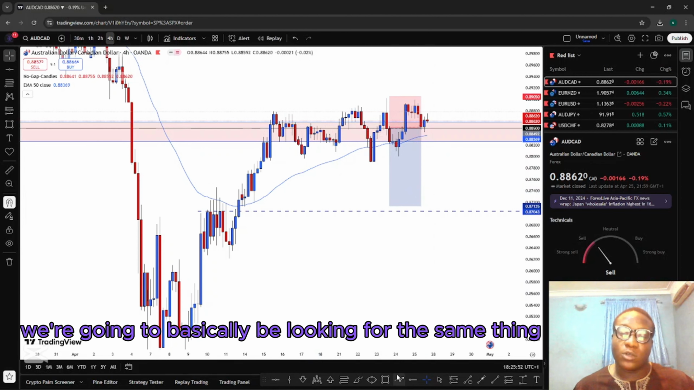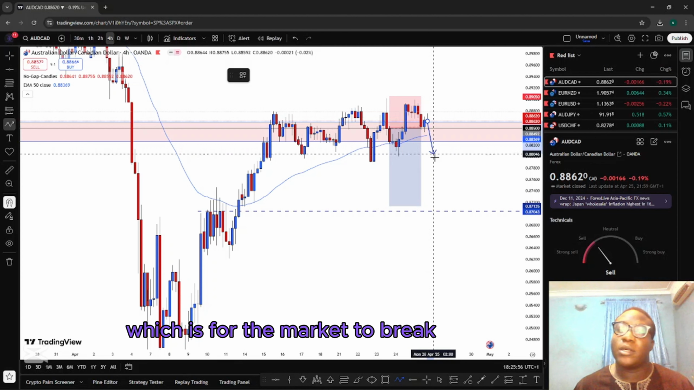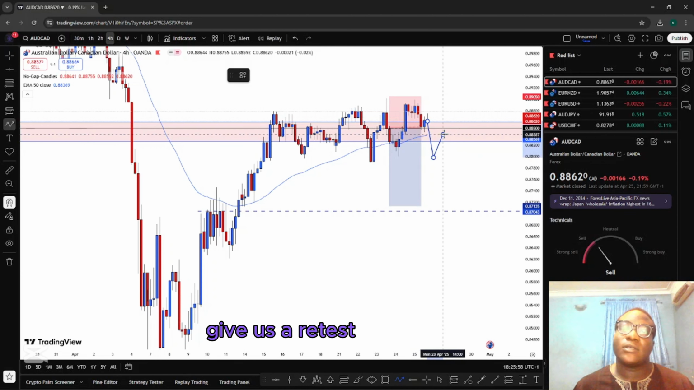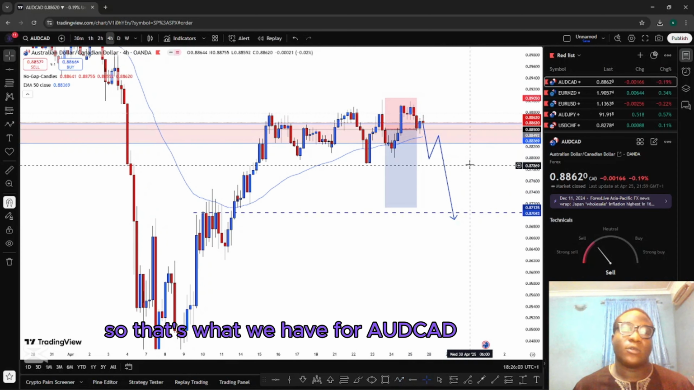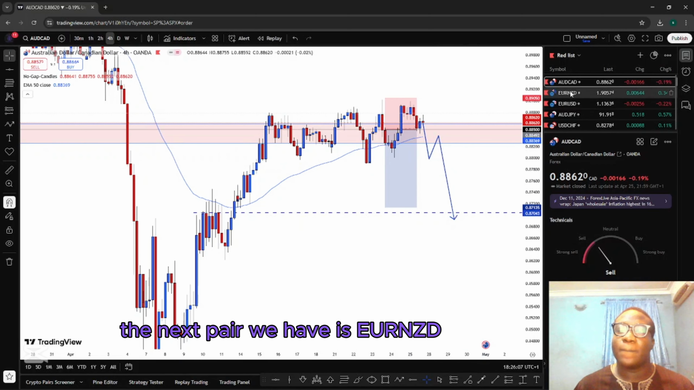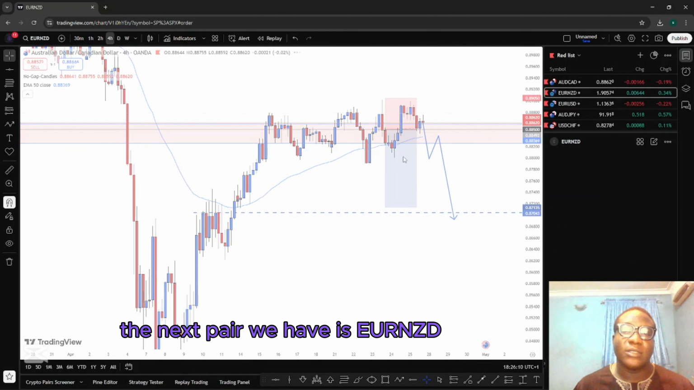So this week we're going to basically be looking for the same thing, which is for the market to break, give us a retest for me to then take the trade to the downside. So that's what we have for AUD/CAD. The next pair we have is EUR/NZD.